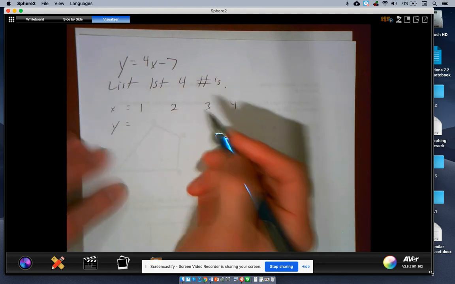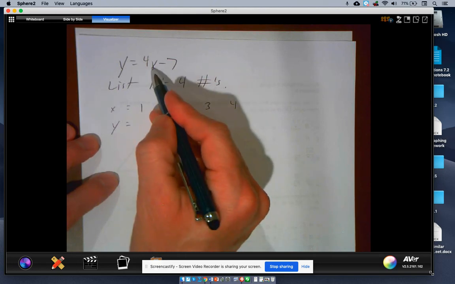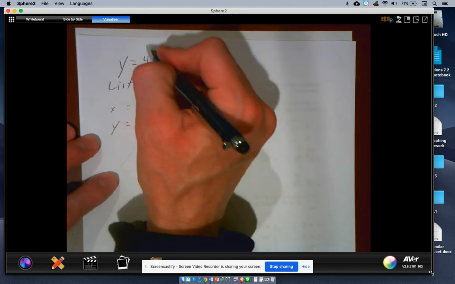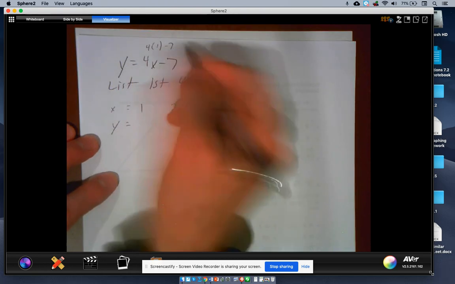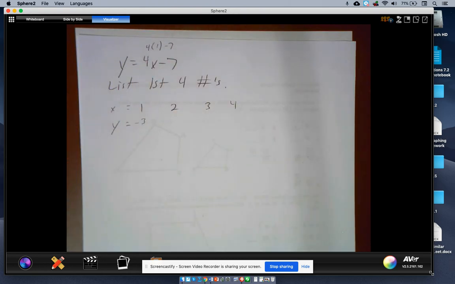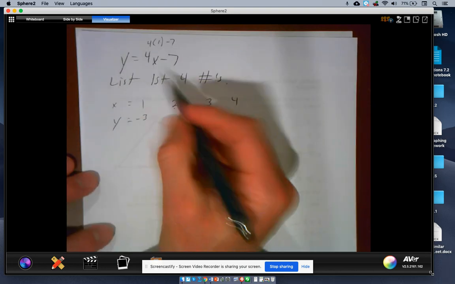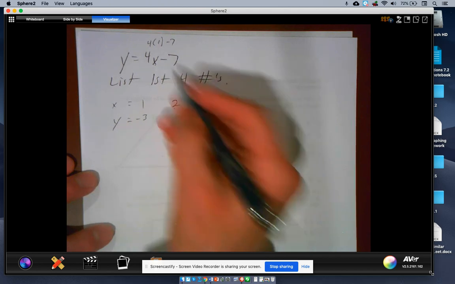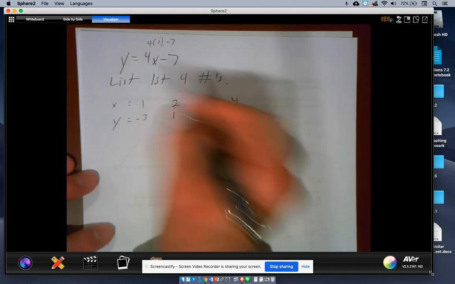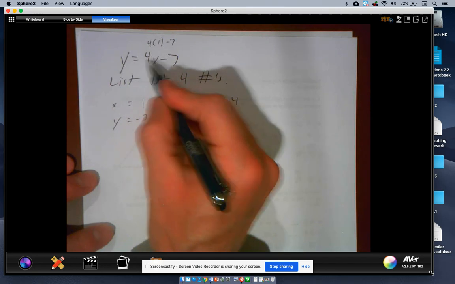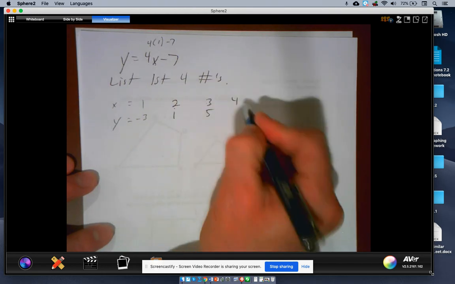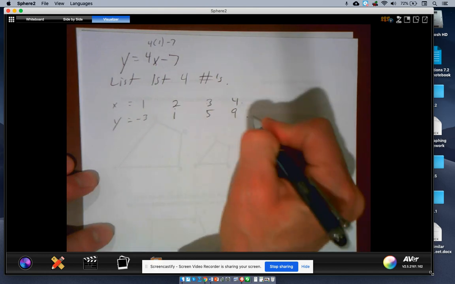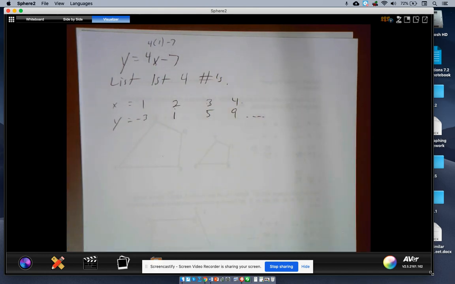My y's will look like this if I put a 1 in here. I'm going to get 4 times 1 minus 7, that's negative 3. My second term is if I put a 2 in for x. 4 times 2, 8 minus 7 is 1. If I put 3 in for x, I get 4 times 3 is 12 minus 7 is 5. Put 4 in for x, I get 4 times 4 is 16 minus 7 is 9. And I could keep on doing this, but I said just to list the first four numbers.